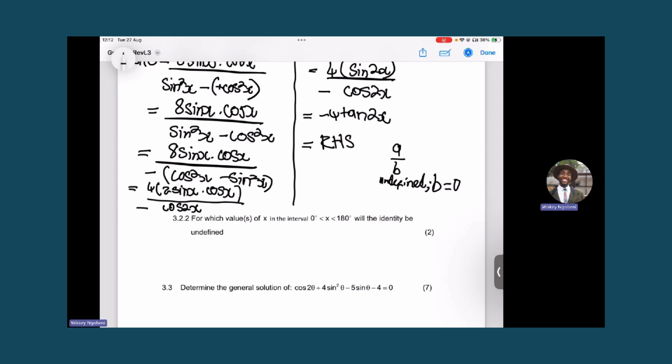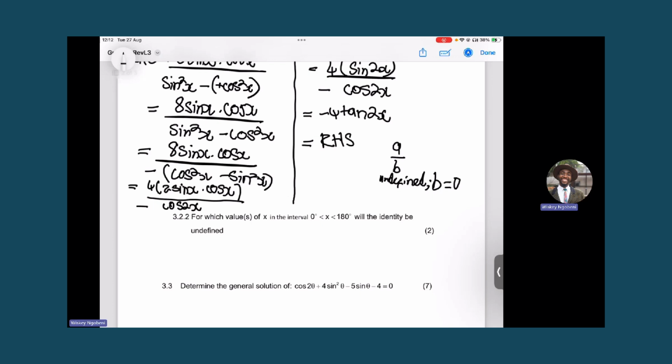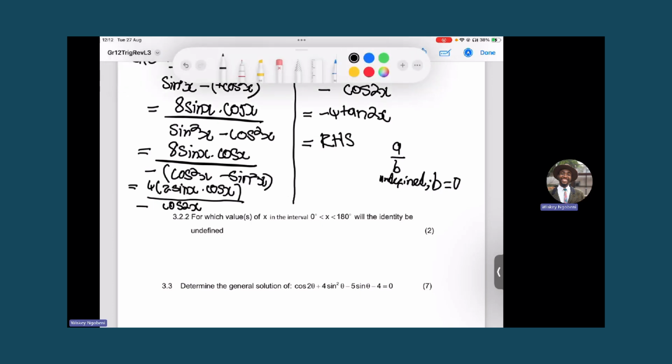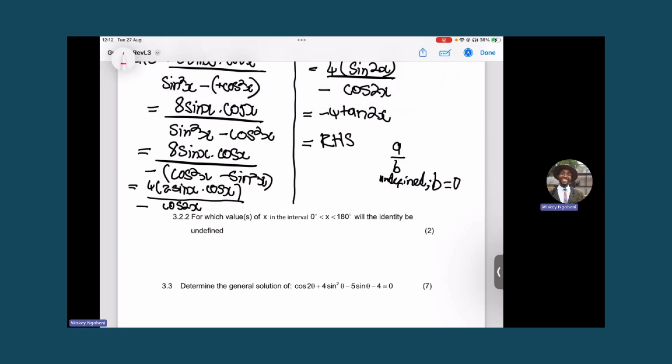For our identity to be undefined, that means the simplified form of our denominator, which in this case we simplified to negative cos 2x, should be equal to 0, or cos 2x should be equal to 0, whatever you prefer. So cos 2x should be equal to 0 for our identity to be undefined. And then what do we need to do? We need to do the general solution for this.